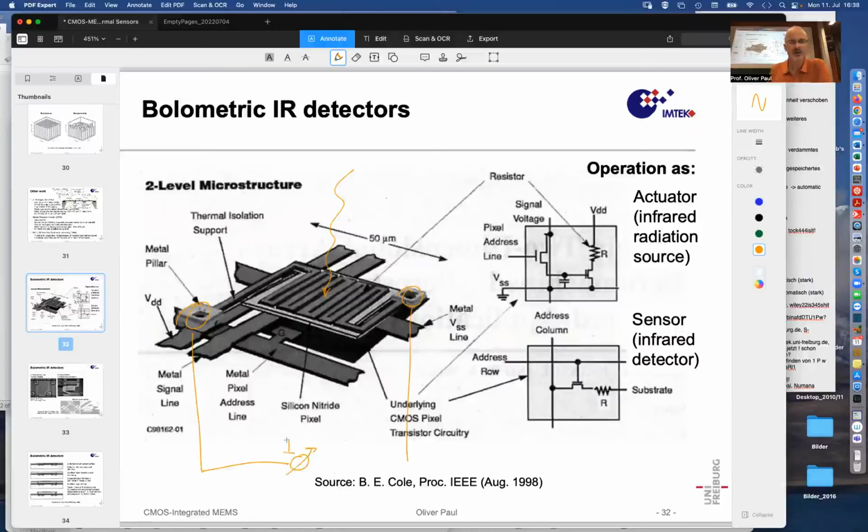A current. No, that's not the symbol for a current source. What is a current source? Is that something like this? You're the electrical engineers. Does one draw a current source with this ball, the bar?